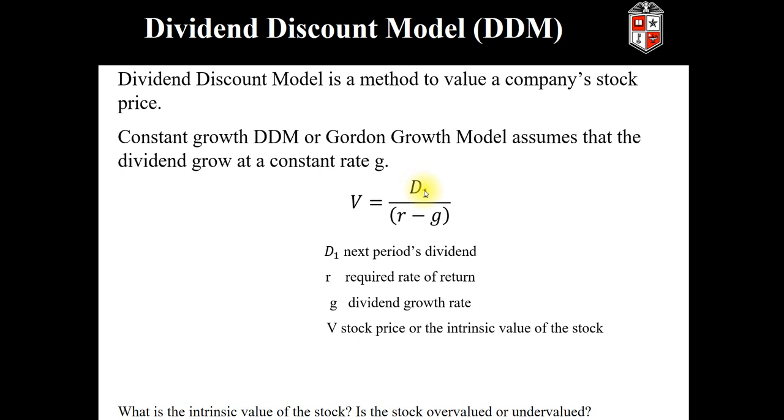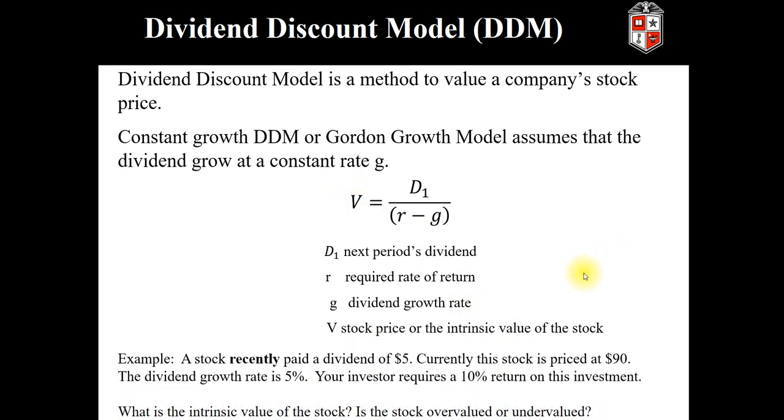D1, D subscript 1, is just simply the next period's dividend. The R is the required rate of return we as an investor have on the security. And the G is the current dividend growth rate. V given here is what we're trying to find. This is the intrinsic value of the stock.